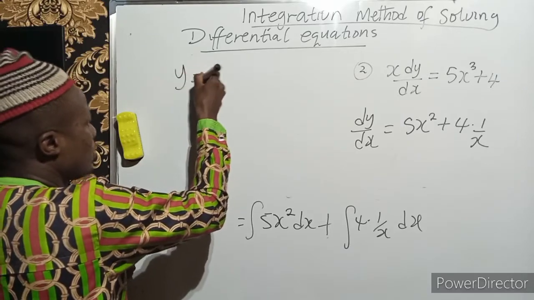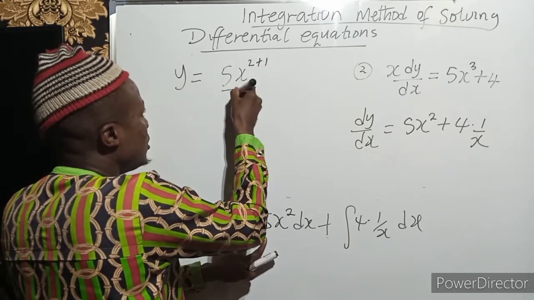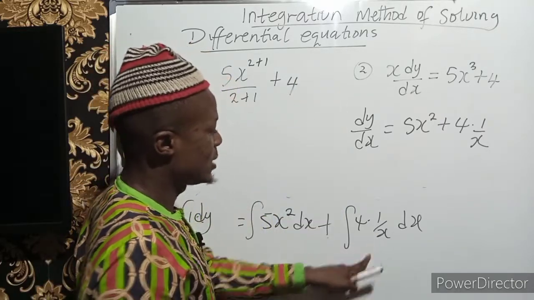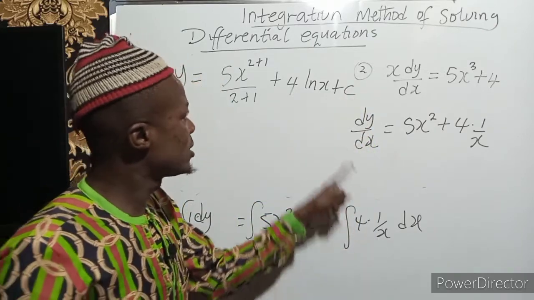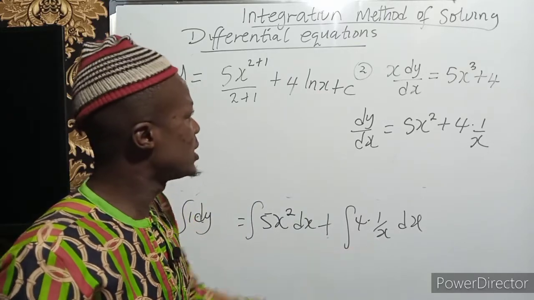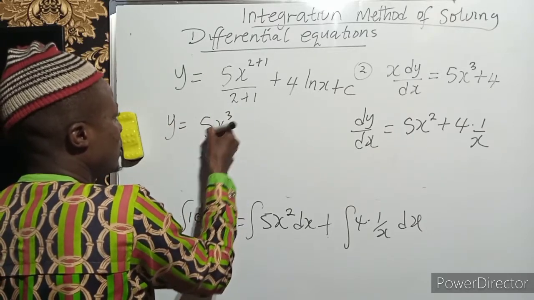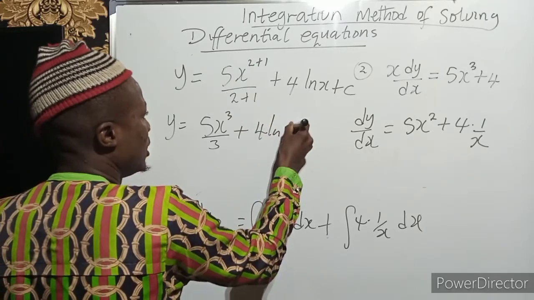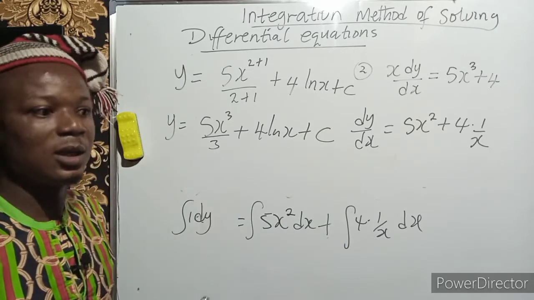So this will give me y equals, this will be 5x, 2 plus 1 all over 2 plus 1, plus 4. If I integrate 1 over x, it will give me the natural logarithm of x, plus c. The integral of 1 over x is just ln x, or logarithm of x. So take note, basic integrals. So at the end of the day, this will give me that y is equal to 5x power of 3 all over 3, 2 plus 1 is 3, plus 4 ln x, then plus c. This is just the solution to this differential equation.